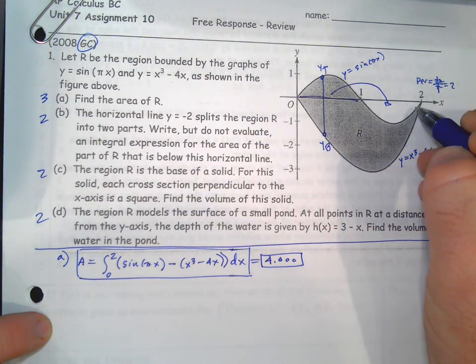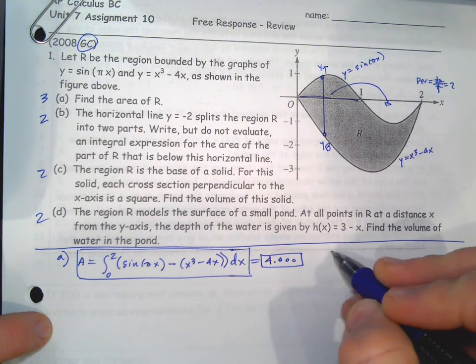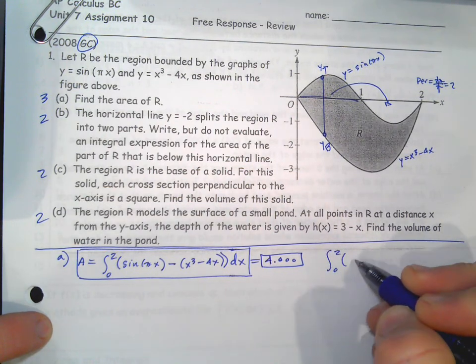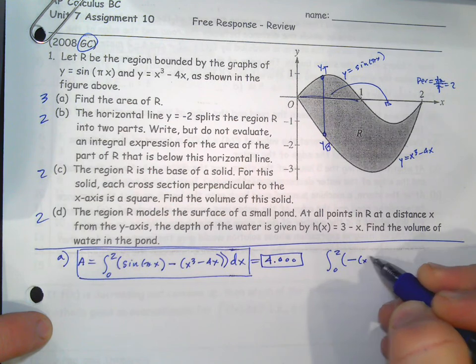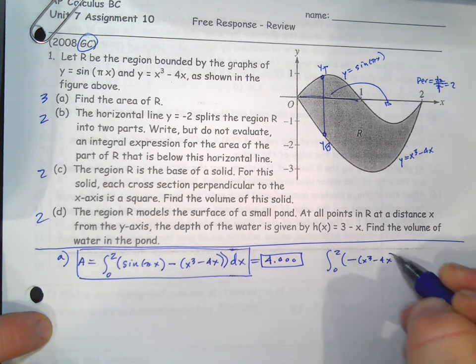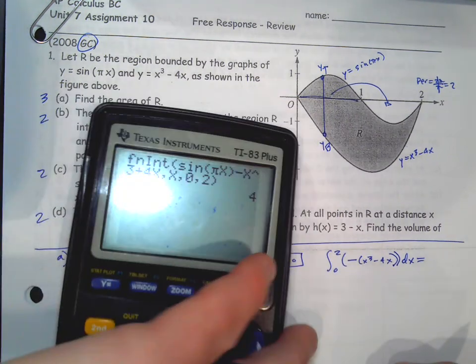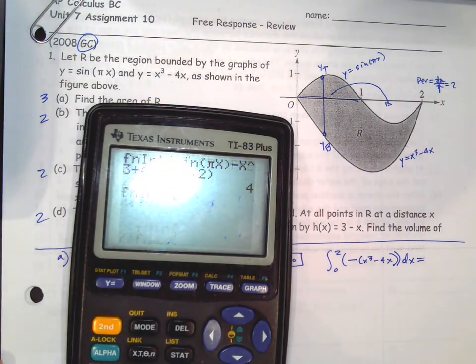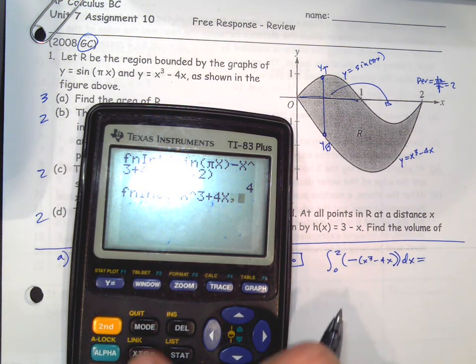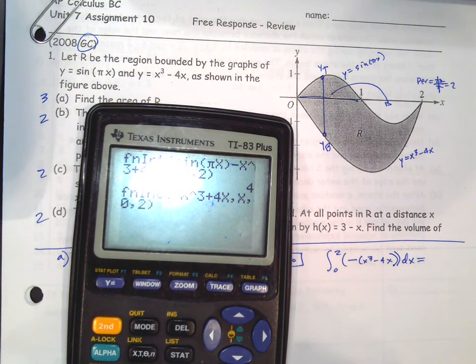Now, by the way, a creative approach is you could have put this guy into this hole, and then it would have just been a different approach. It would have been 0 to 2 of negative x cubed plus 4x dx. This should give us the same answer. Not that you would need to do it that way, but let's just check it out. Math 9, negative x to the third plus 4x, comma x, comma 0, comma 2. Same answer. Pretty cool, huh?